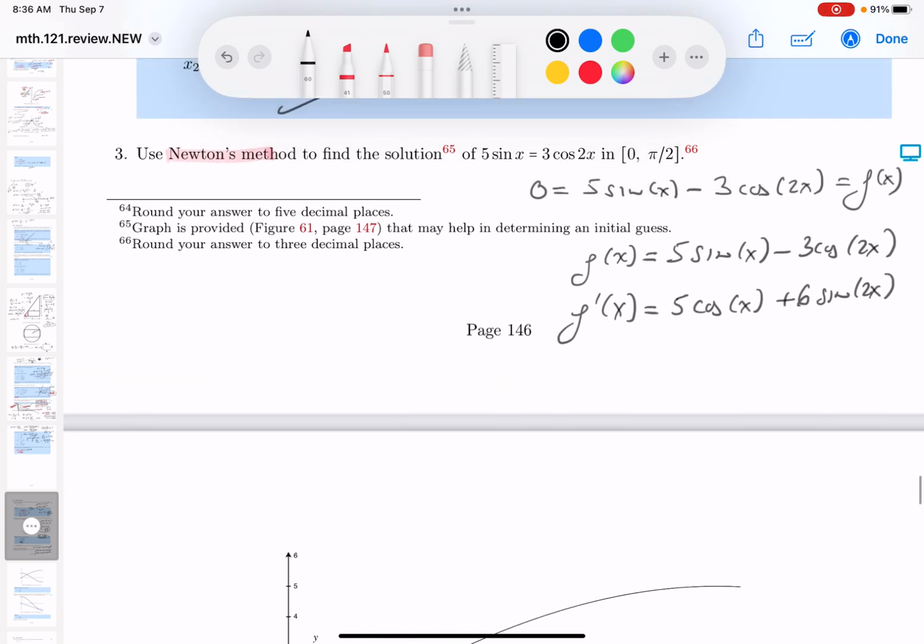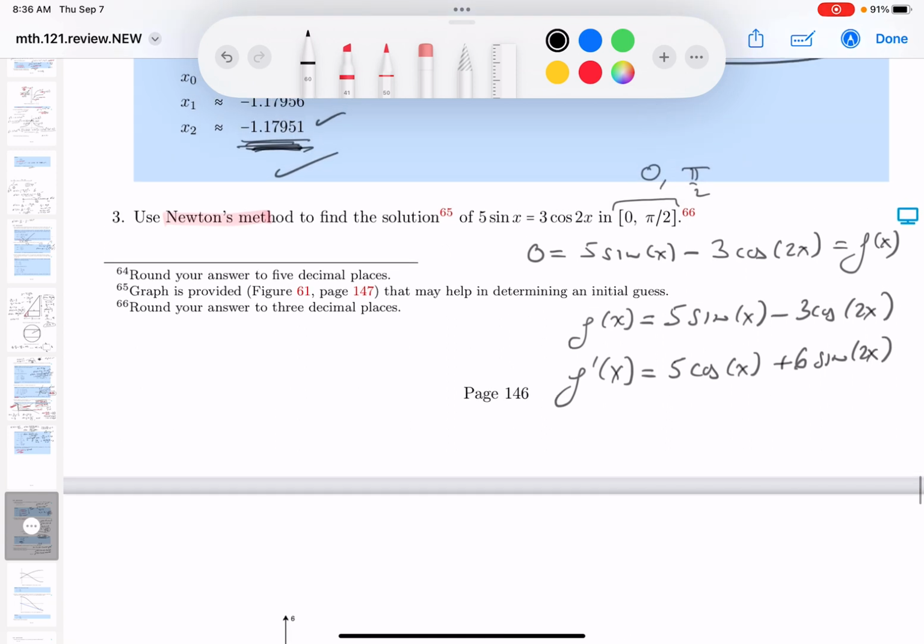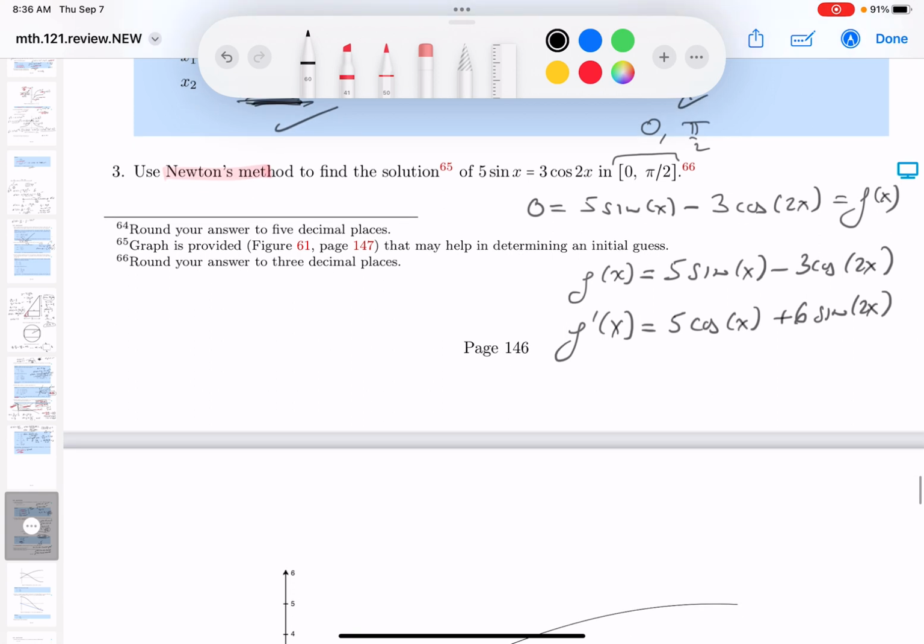Now, someone says, how do you get a guess? There are many ways to do it, but I do know my guess is between these two numbers over here, between 0 and pi over 2. So my guess has got to be there. What I would do is graph these two functions out. So I would graph y equals 5 sine x. I'd use a computer to do it, by the way. And I graph y equals 3 cosine of 2x.